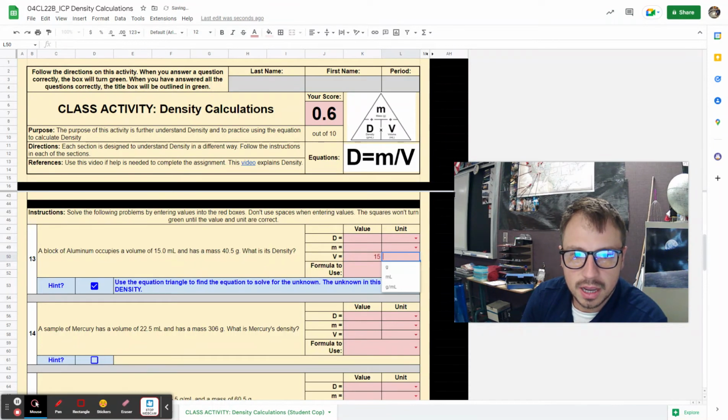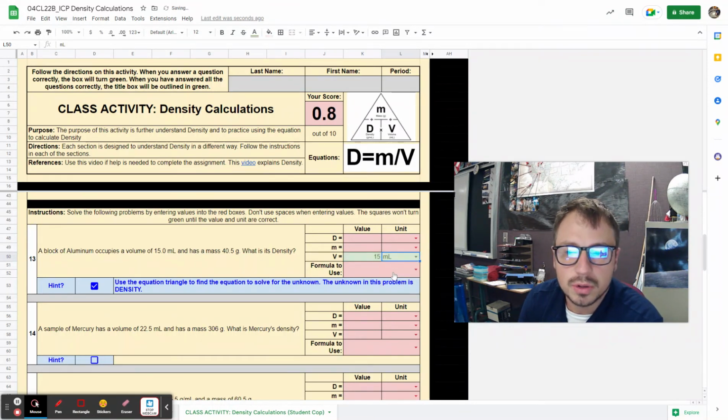And then I come in here and I need to know the units. Well, volume, we're going to do that in milliliters. Good. All right. The mass, let's see here. The mass is 40.5, and that is going to be in grams. Good. All right. Now I need to find the density, right?